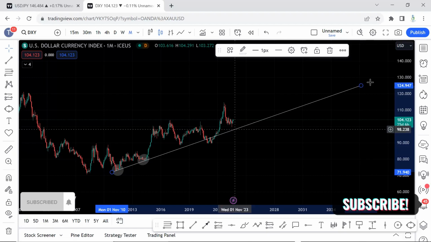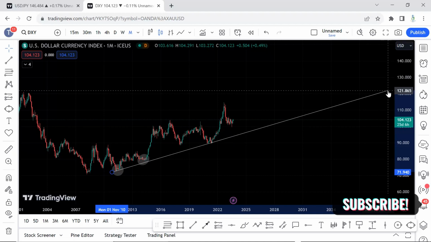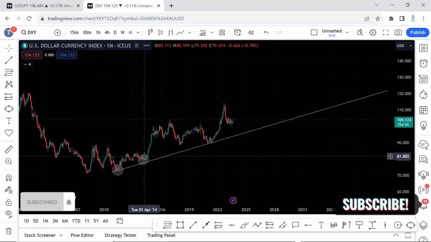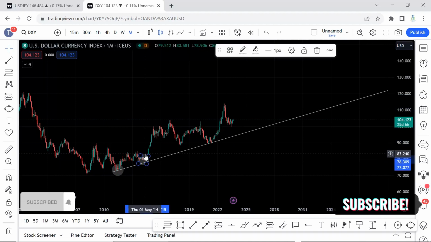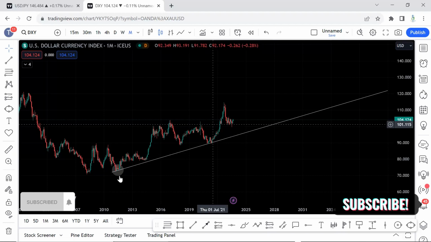But now that it's broken and it went up, then you're going to watch. You adjust again. Make sure there's no obstruction between them at all. There's no obstruction between. Now I've drawn the monthly.